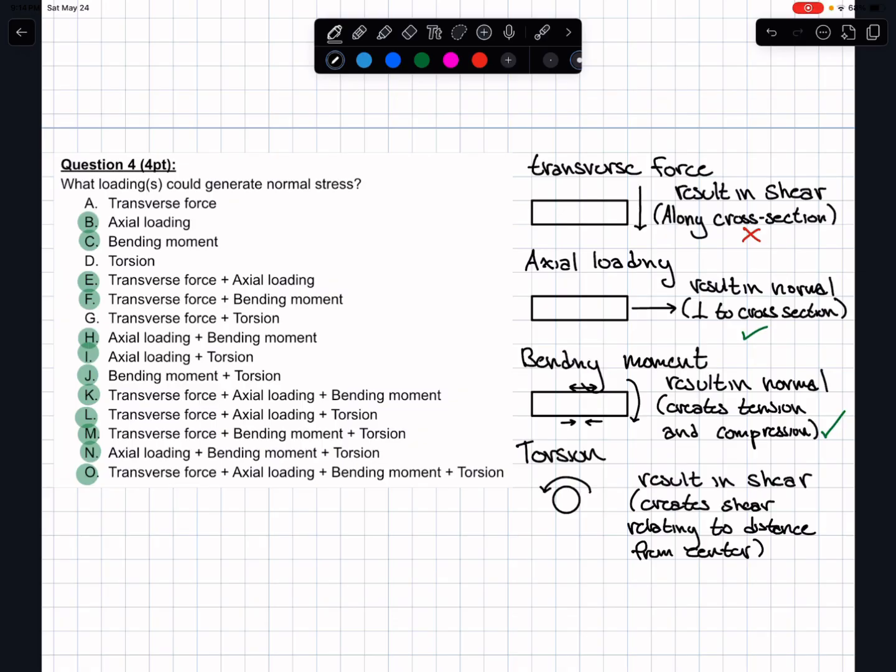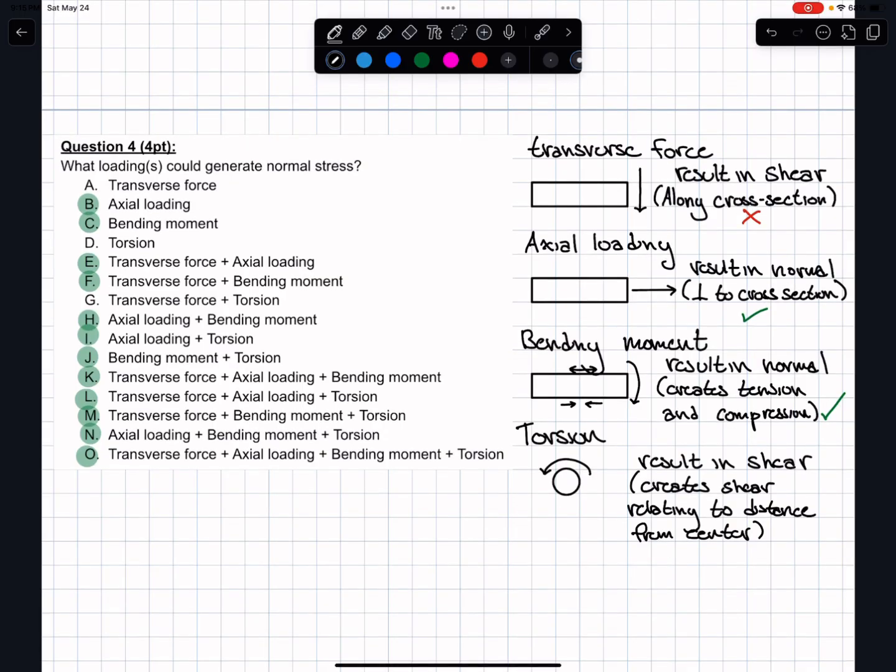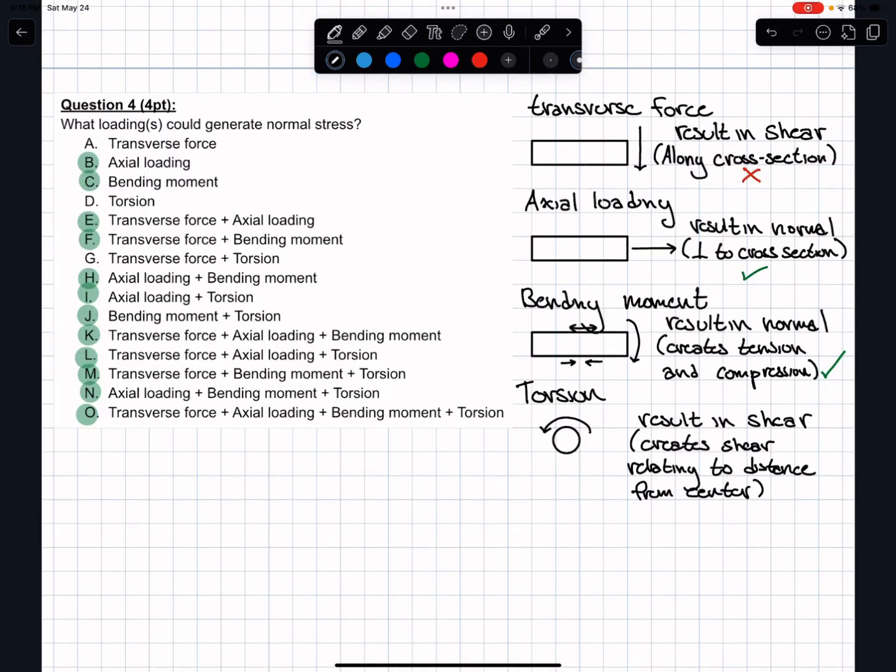Thus, you can go through all the answers and select any of the loading cases in which axial loading or bending moment was used. In our case, that applies to a lot of the options. The ones that include those two are B, C, E, F, H, I, J, K, L, M, N, and O.